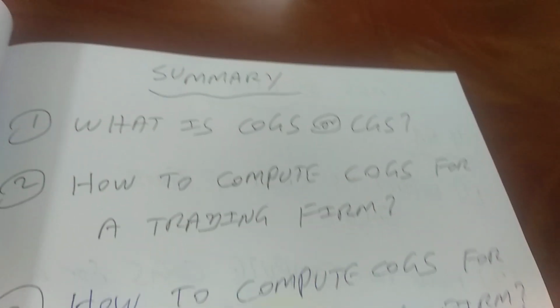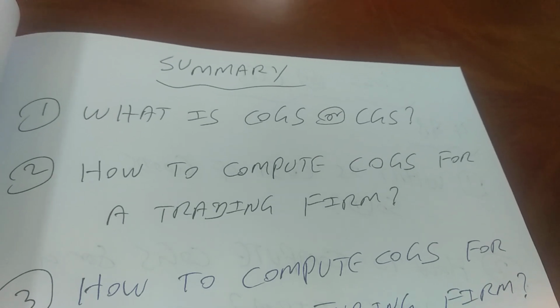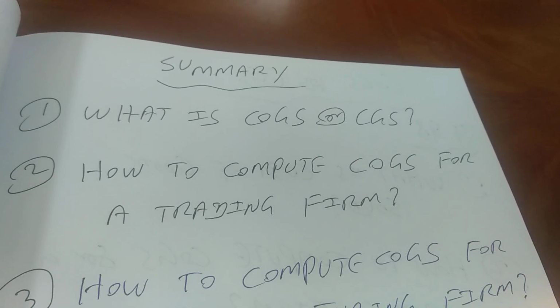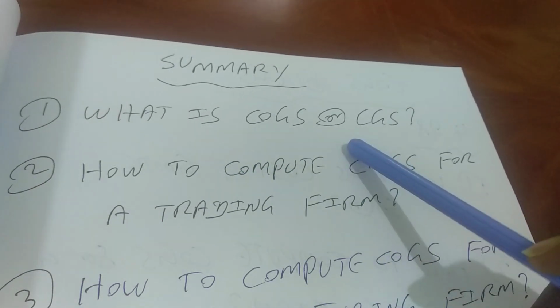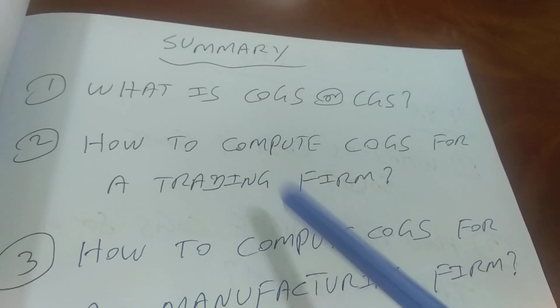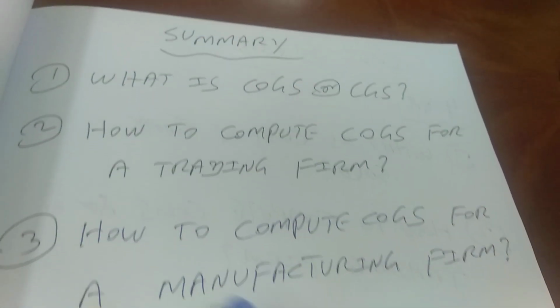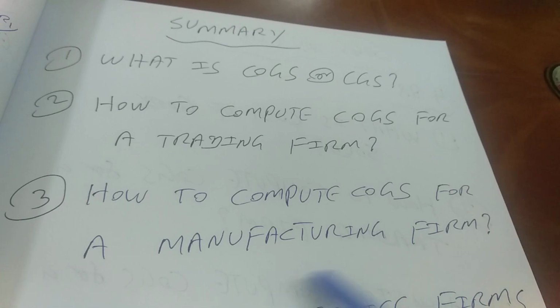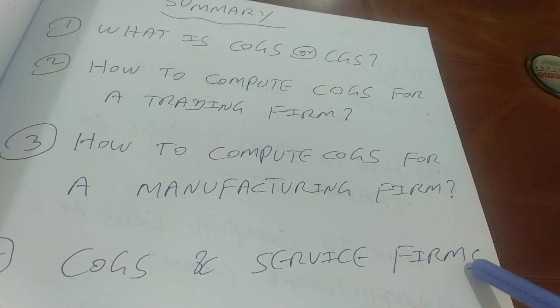That's it. What we have done in this lecture is basically we were trying to answer 4 questions. Question number 1 is what is cost of goods sold or COGS. Question number 2 is how to compute cost of goods sold for a trading firm. Question number 3 is how to compute COGS for a manufacturing firm. And the last one is whether COGS is a significant item for service firms.